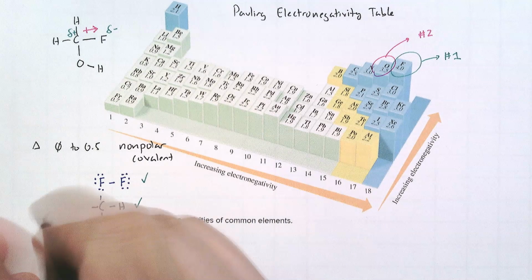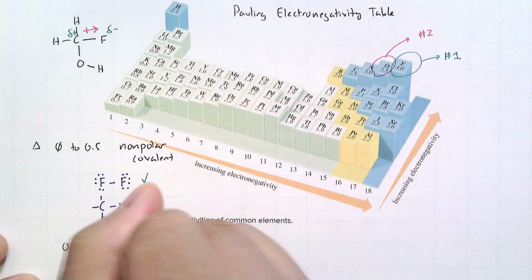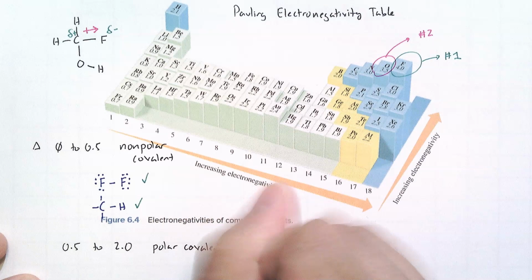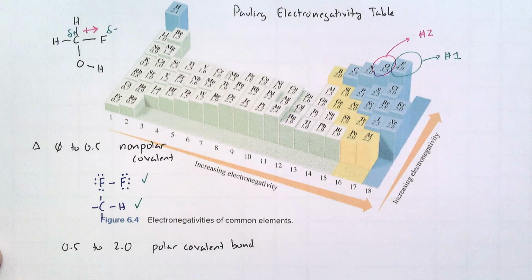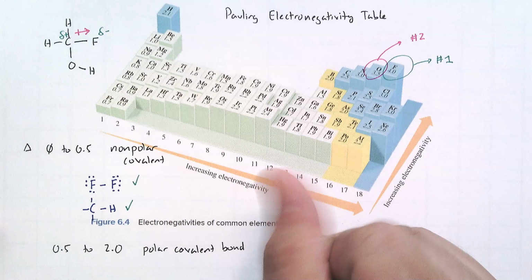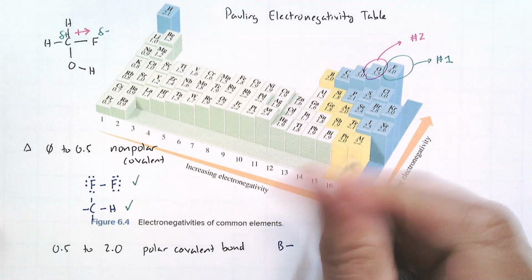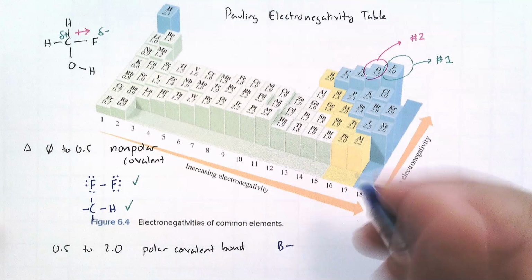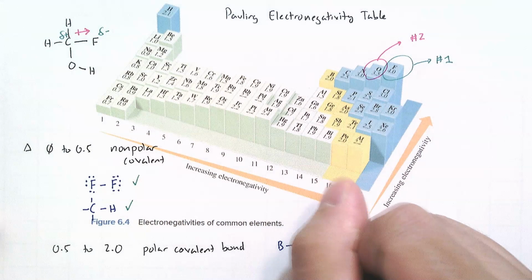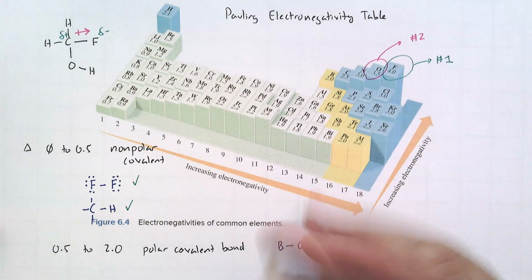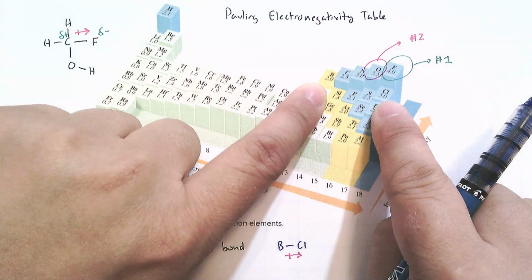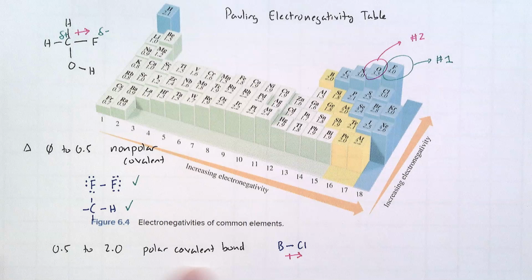Next, if the difference is between 0.5 to 2.0, then that's where you have what's called a polar covalent bond. And that's typically going to be a bond between an atom and one of the halogens. So, for instance, if we have boron bonded to any one of these 4 halogens, actually, well, maybe not iodine, but let's do boron and chlorine. The bond dipole is definitely going to chlorine, and the difference is 1.0. So that falls into this range of polar covalent bond.